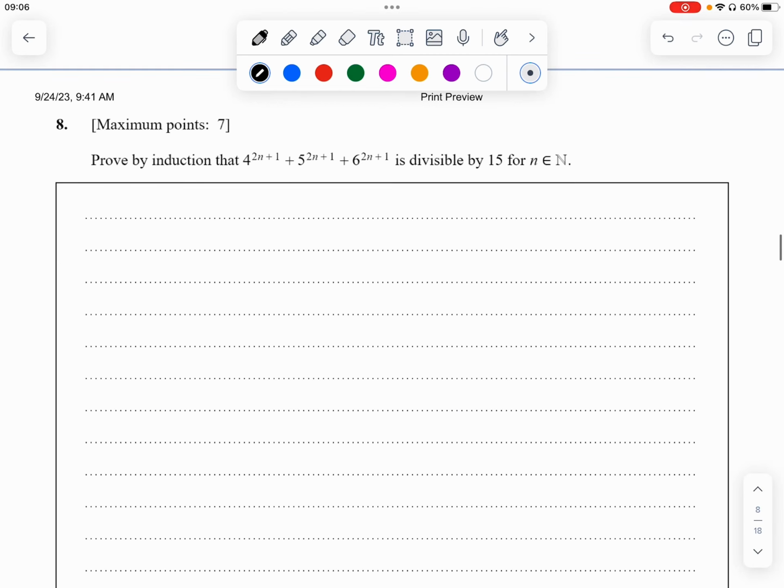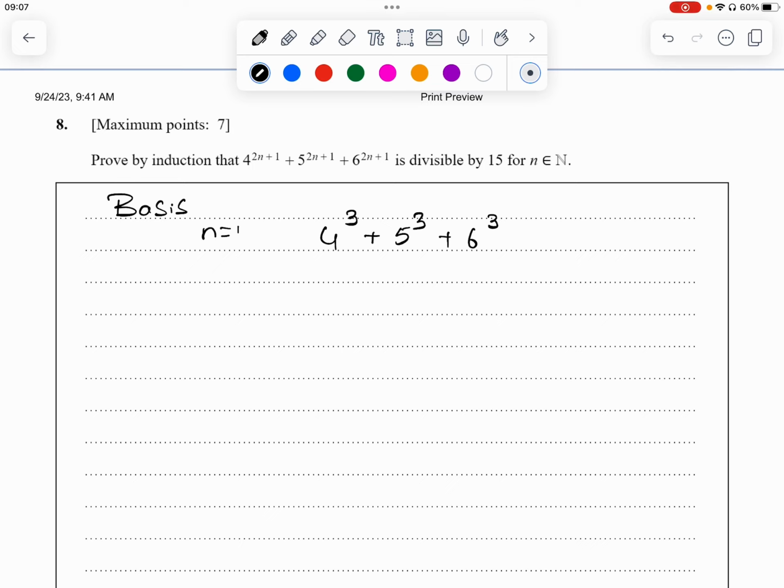Next, question number 8. Show that this is divisible by 15. So plug in the basis step n equals 1. So it becomes 4 power 3 plus 5 power 3 plus 6 power 3. So what do I get out when I do 4 power 3 plus 5 power 3 plus 6 power 3?